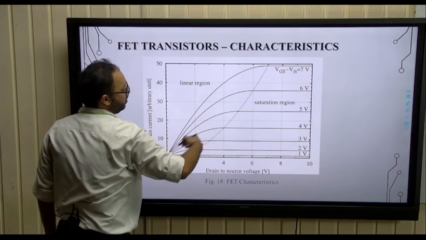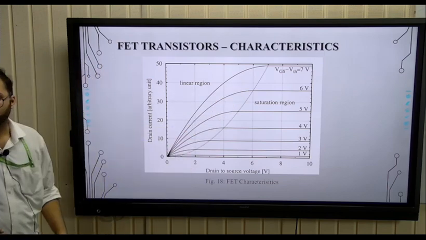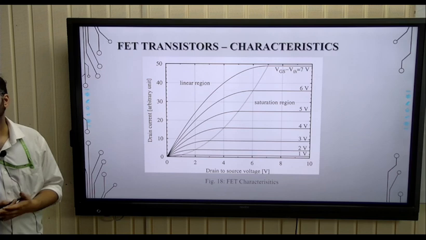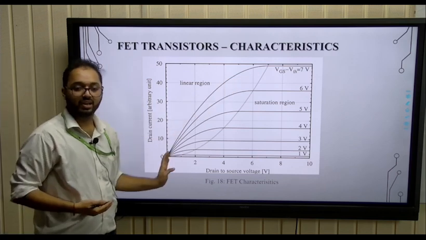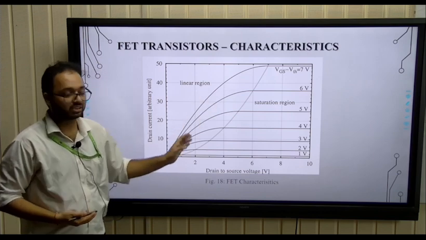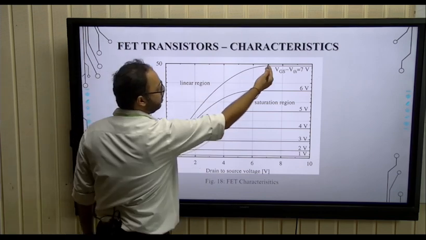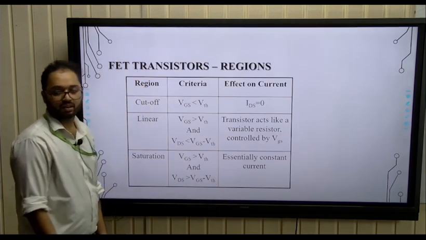In this region, what is actually happening is it is working like a variable resistor. Whenever we are applying voltage of VGS, it is getting low or high. So you are actually controlling its resistance here. But after you cross this portion, it becomes a constant current. Okay.